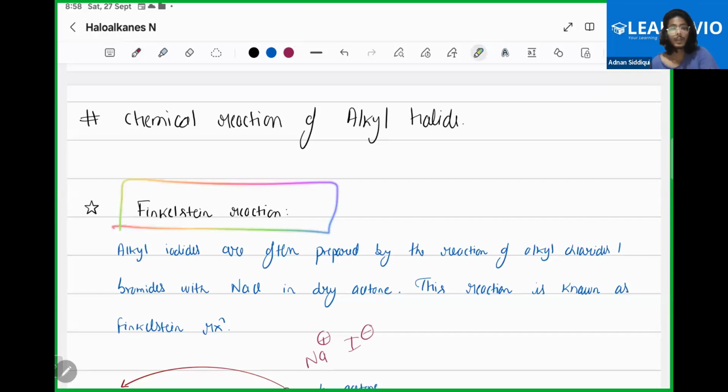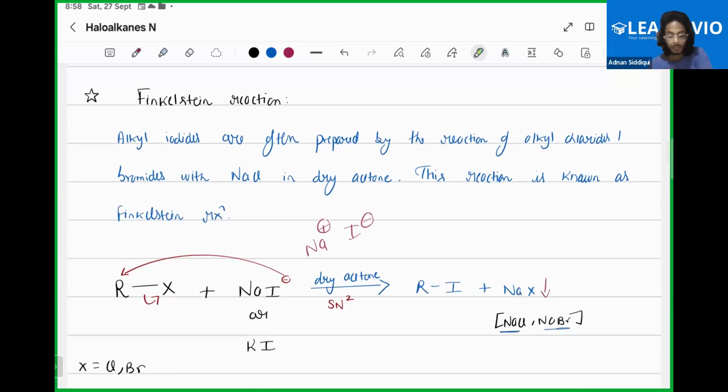Now, a very important reaction, the Finkelstein reaction. They might directly ask you what is the Finkelstein reaction, explain. Simply, they will tell you to explain the Finkelstein reaction. So let us try to understand it. Okay, so what is the Finkelstein reaction?